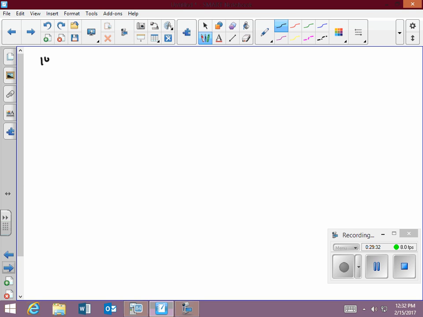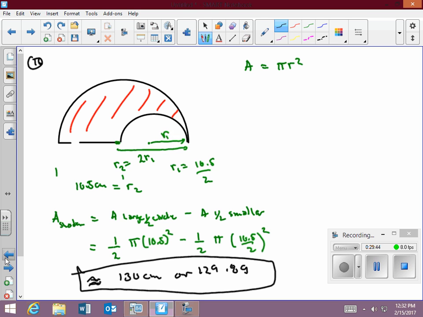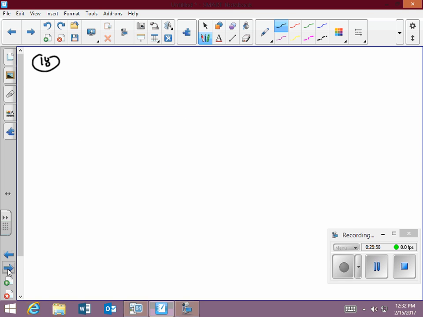Okay, 18. Says determine the area of the shaded region in each. What was the answer? Approximately 130. It's actually 129.89. That would make sense. Okay.